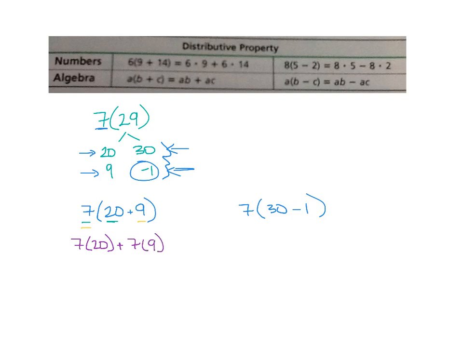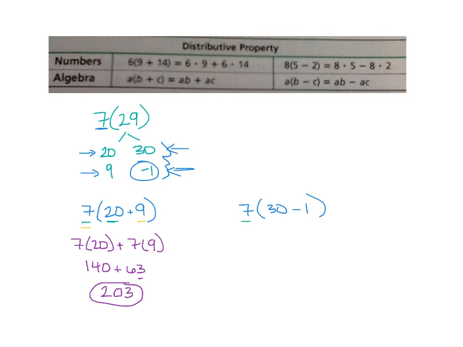7 times 20 is 140, which should be easy to figure out in your head because 7 times 2 is 14, bring down the 0, and you should know that 7 times 9 is 63, okay? When you add these together, 140 plus 60 is 200, and then you have 3 more, so it's 203. Okay? What we're doing is we're breaking down the numbers to help us make it simpler to find the answer. So on the second one, we need to do the same thing.